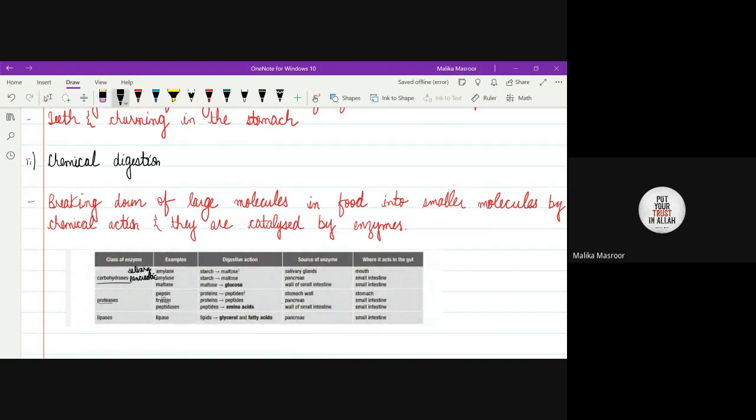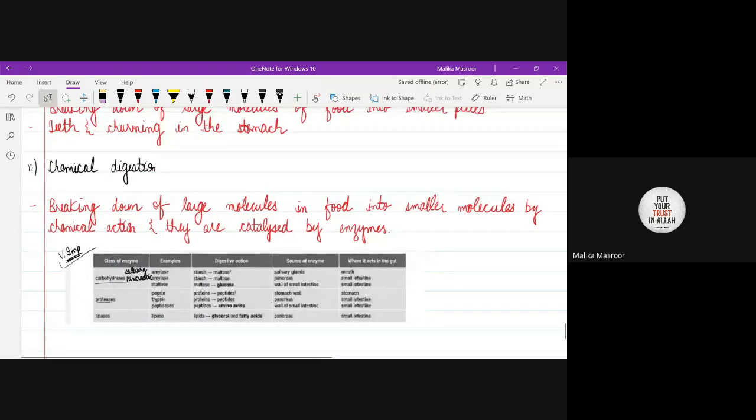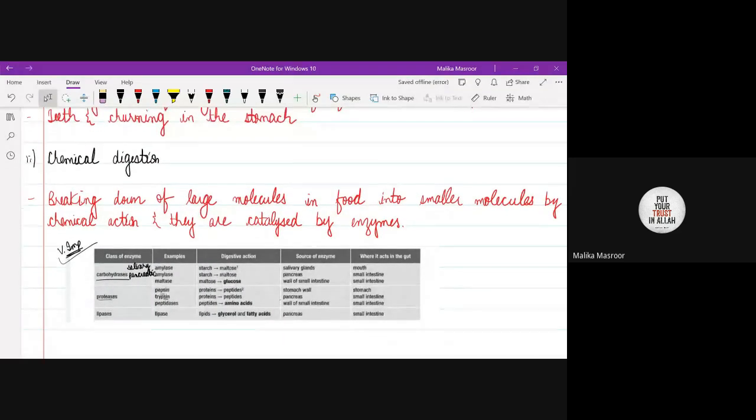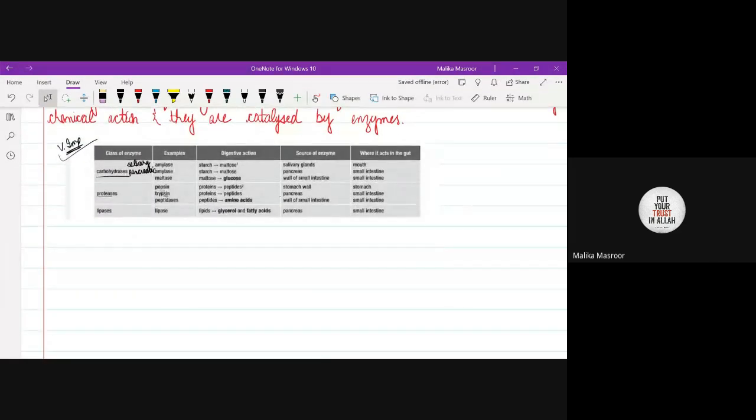This table is very, very important. Learn this by heart. They've asked in papers 5 mark, 6 mark questions, fill in the blanks. They've asked you to name the enzymes, what they're acting upon, where they are coming from, and where they are acting. Right?